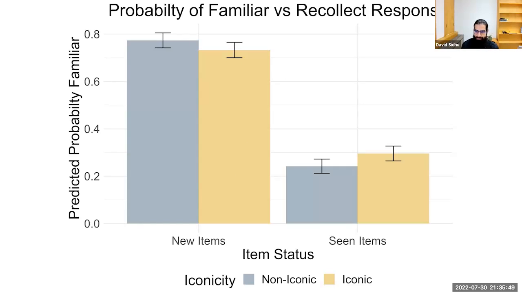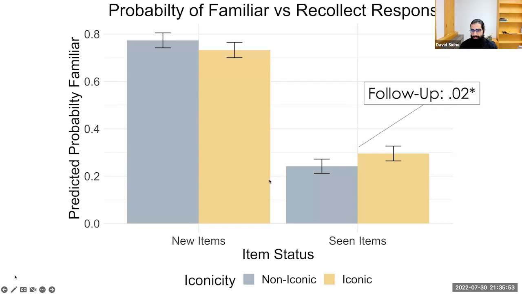But the important thing that I'll just sort of jump to is that there's an interaction, and the follow-up analysis shows that for items that they have seen before, when they say that they've seen it, they're much more likely to say that it's familiar if it's iconic. Just to rephrase that again, it seems that iconicity does lead to greater feelings of familiarity, but for the seen items, not the new items.